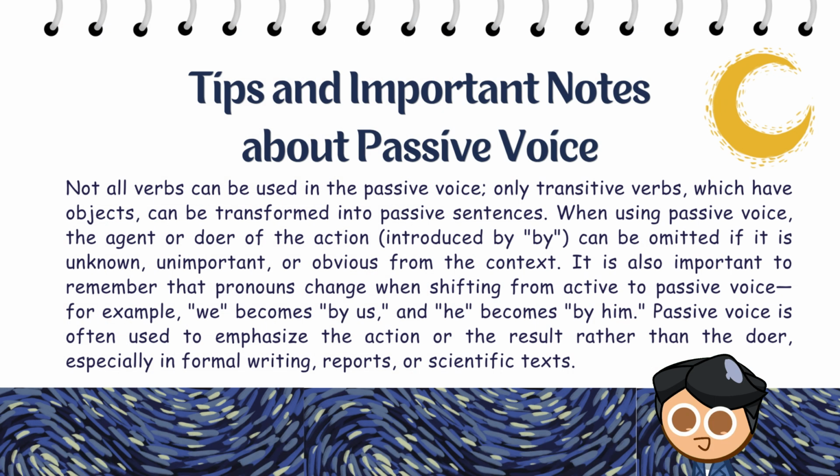And there are also a few important notes to remember. Not all verbs can be used in the passive voice. Only transitive verbs, which have objects. And also, when changing from active to passive, pronouns have to change. For example, "we" becomes "by us" and "he" becomes "by him."